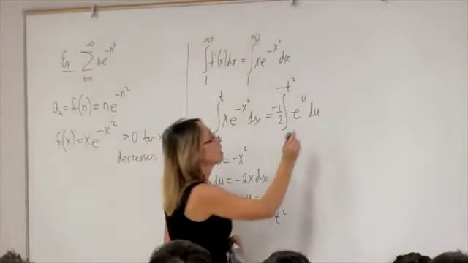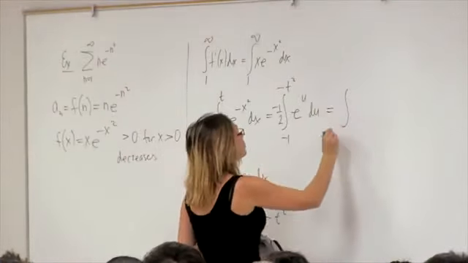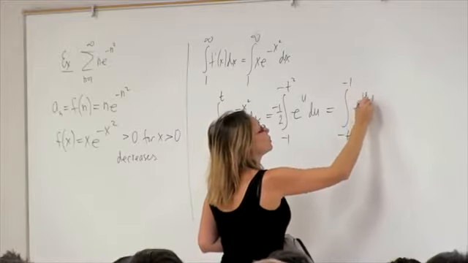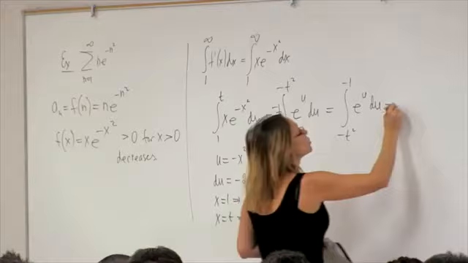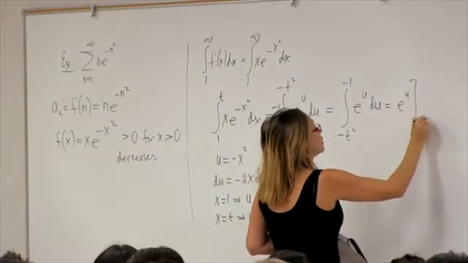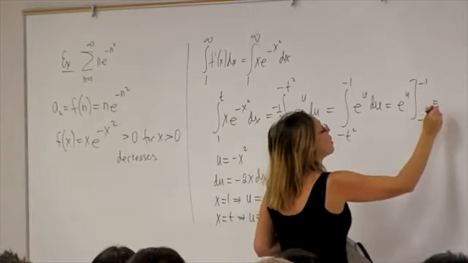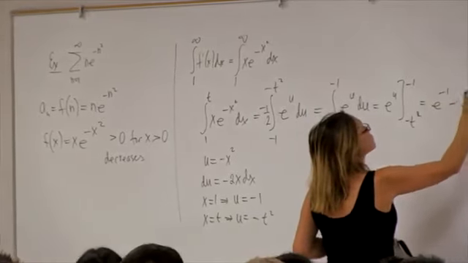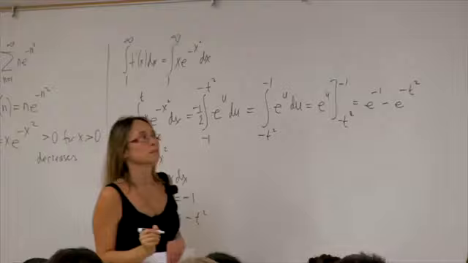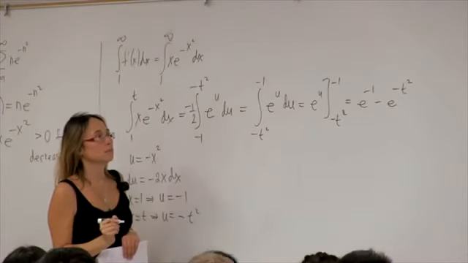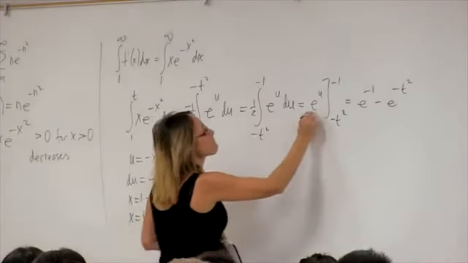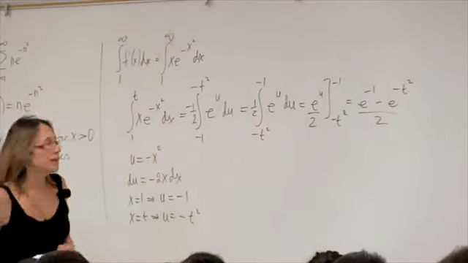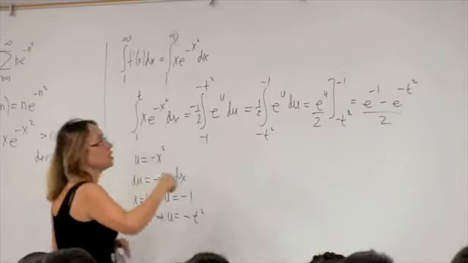Okay. Let's flip it over, so the limits go from minus t squared to minus 1 of e to the u du. Fine. So I did the integral up to t.